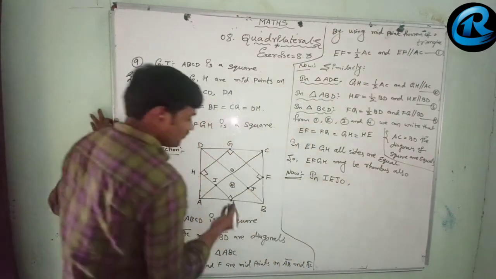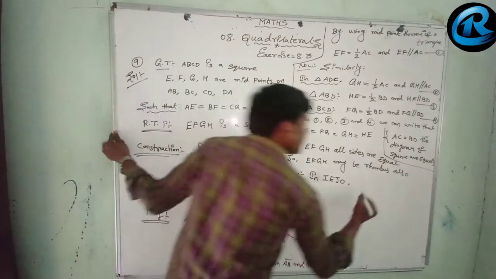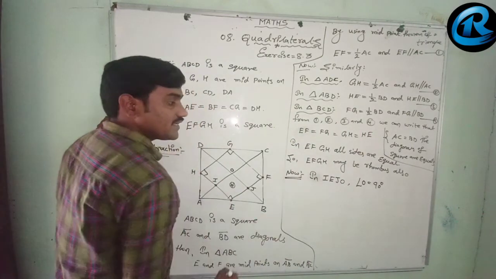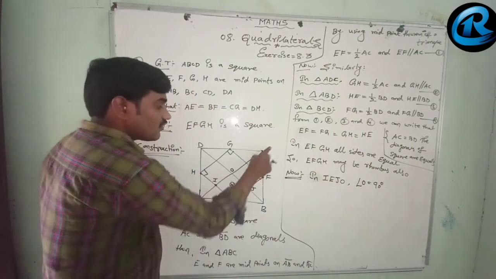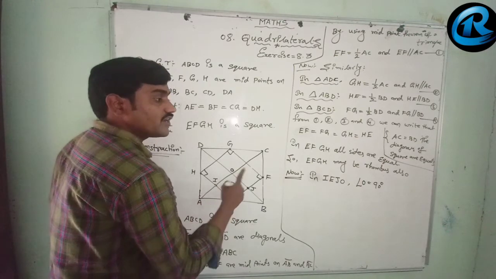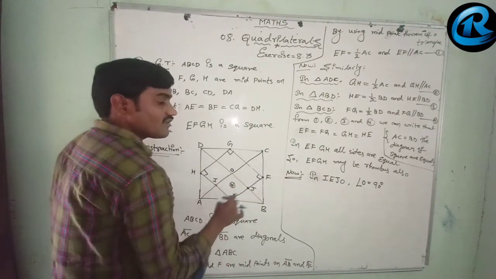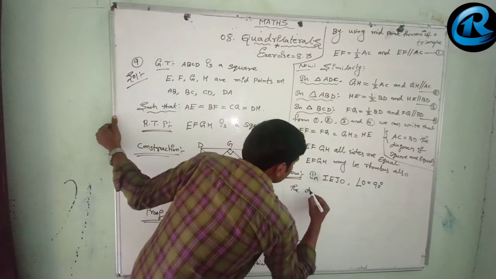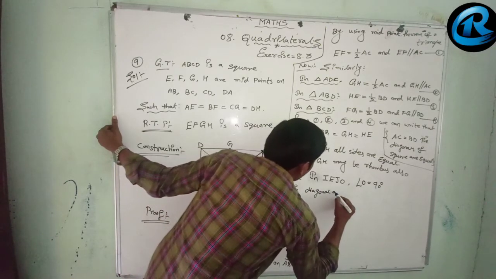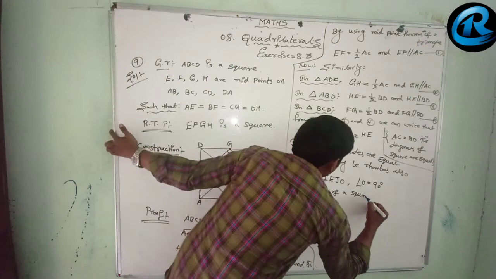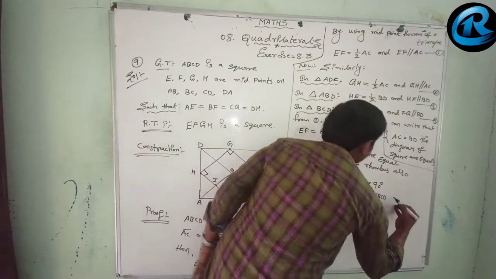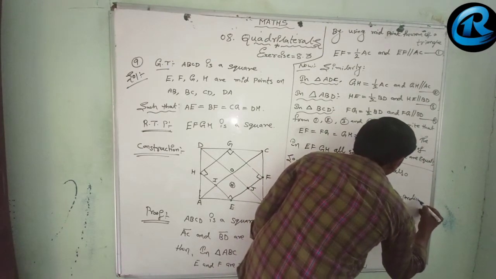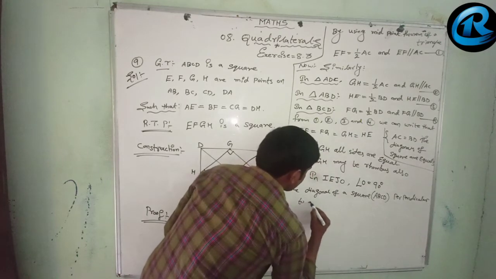So in IEJO what happens? See, angle O is equal to 90 degrees. Why is it 90 degrees? The diagonals of a square are perpendicular bisectors of each other. The diagonals of a square ABCD are perpendicular to each other.